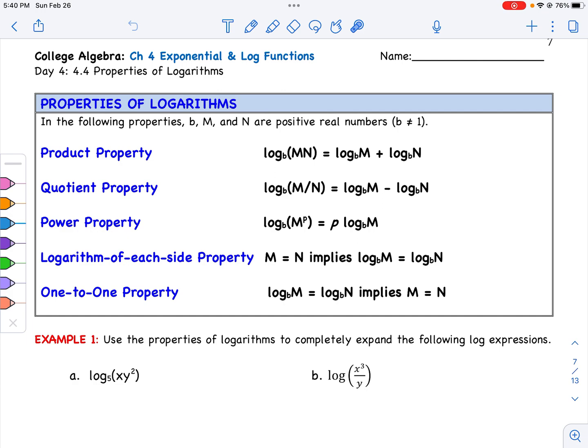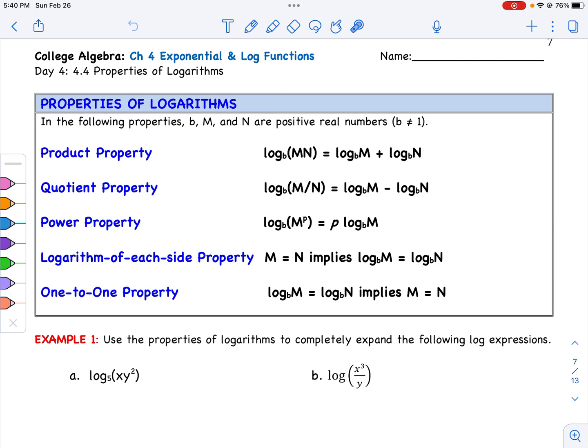First one is the product property, so you can guess product is multiplication. When you add logs that are equal, then you multiply the arguments together. Next is the quotient property. If I subtract logs that are the same, you'll divide the arguments.